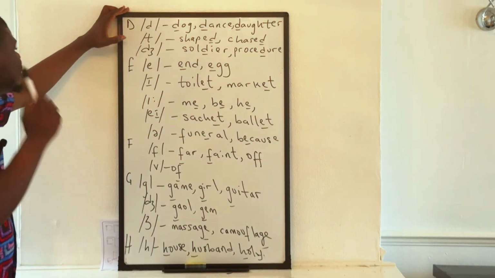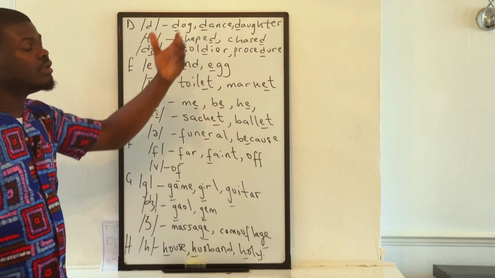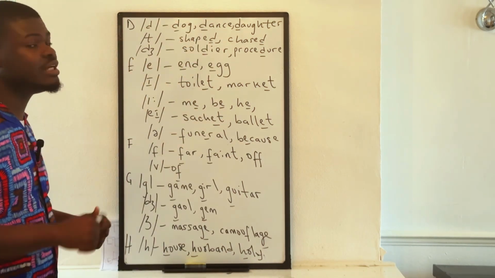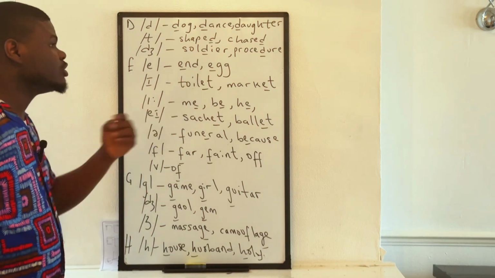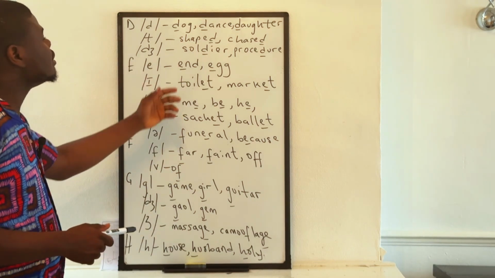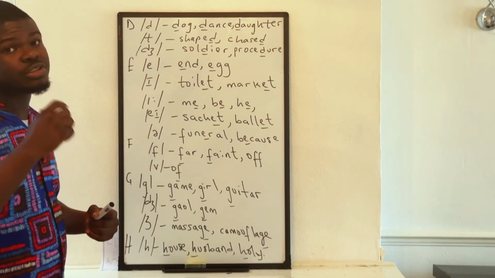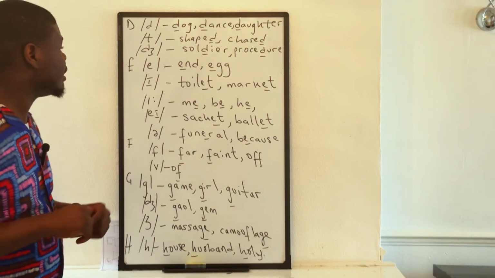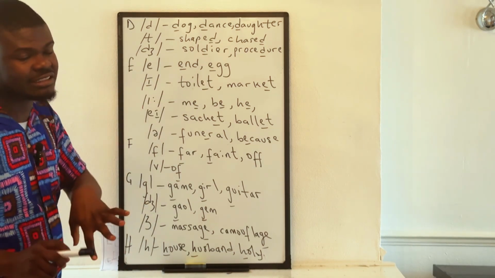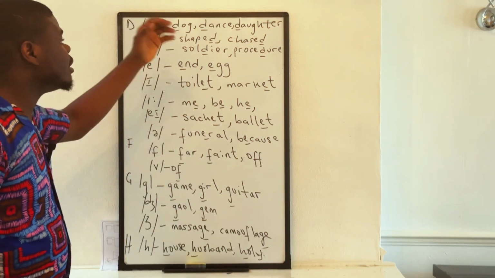Letter E is the next letter, and that gives us the air sound, as in end, egg, everyday, elephant, etc. It can also give us the E sound, as in toilet. So all of these words, toilet, market, the letter E at the last syllable of these words should be pronounced as the E sound. So that's toilet, market, not toilet, not market. You should pronounce it as toilet and market.